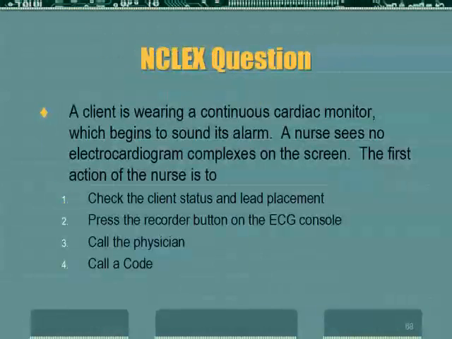Here are a couple of NCLEX questions on EKG tracings. We had a lot of information in this particular lecture. Hopefully by reading your textbook and by what you've been able to practice in your clinical setting with your clinical instructors, you'll feel a little bit more comfortable and confident with your EKG interpretation techniques.